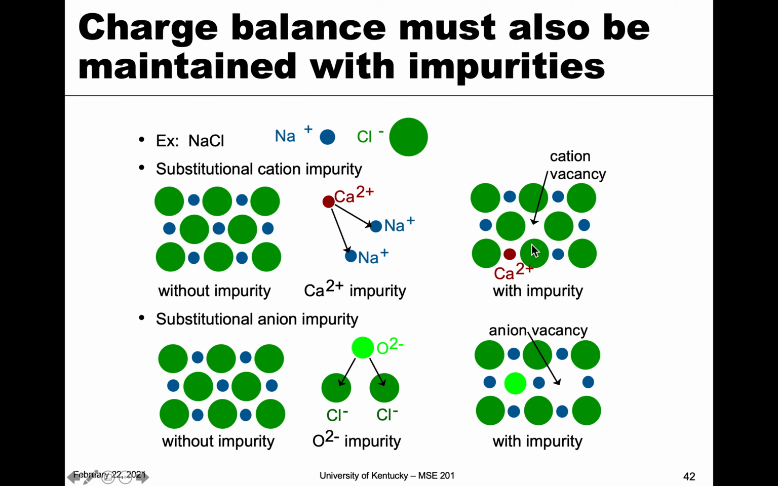So the impurities can often cause non-stoichiometric defects as well. And these are just a couple of examples, but you can envision many scenarios where we have differences in charge causing these non-stoichiometric defects in ceramics.